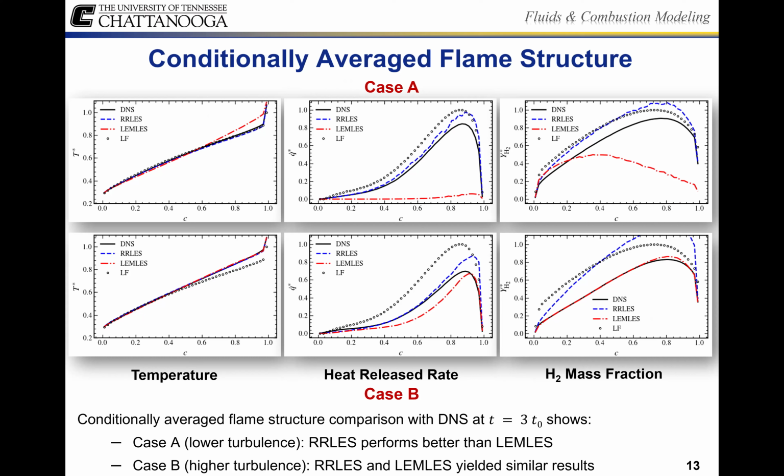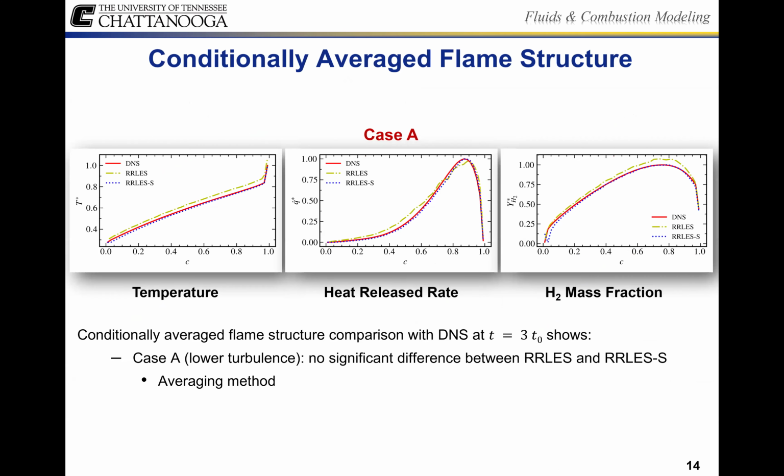In case B, we see that RRLES and LEMLES are similar. They're more similar than they are for case A, but we tend to see this overprediction from RRLES, and we also see, at least for hydrogen mass fraction, LEMLES does a very good job, and RRLES overpredicts just a tad bit. But overall, very good results.